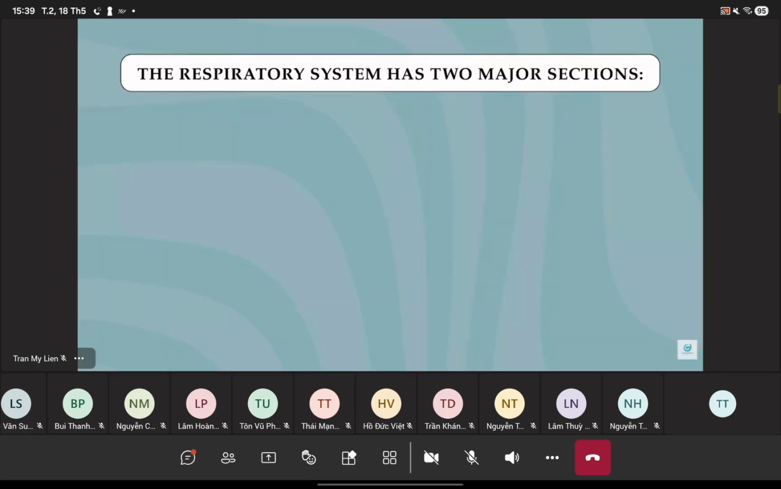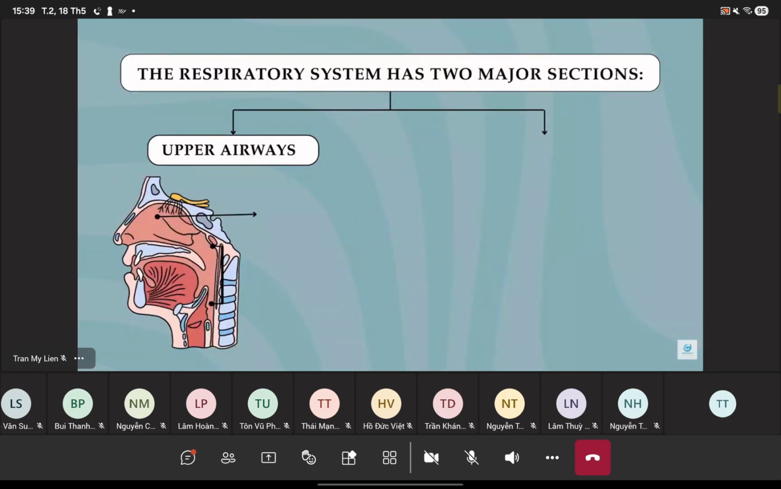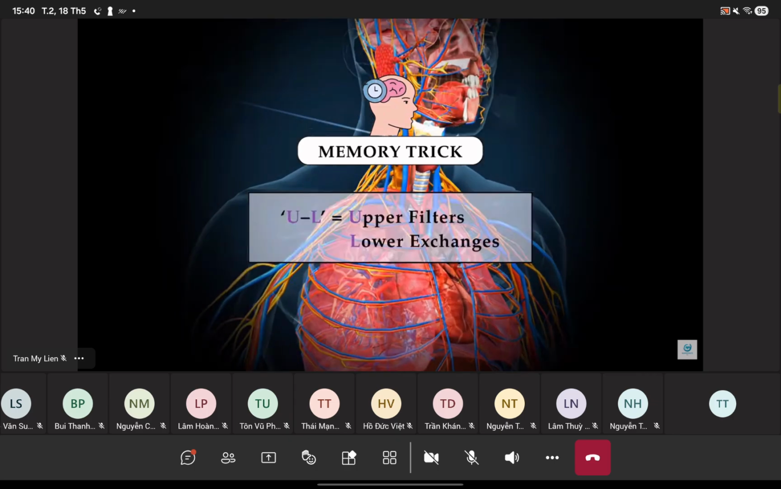The respiratory system has two major sections. One, upper airways: nose, pharynx, larynx. Two, lower airways: trachea, bronchi, bronchioles, alveoli. Memory trick: upper equals filters, lower exchanges.